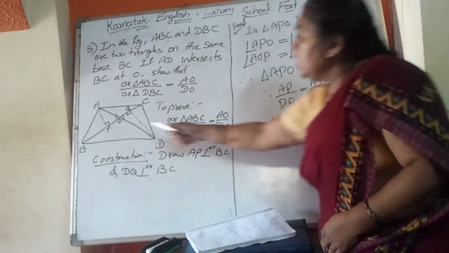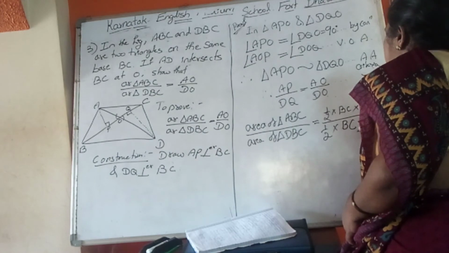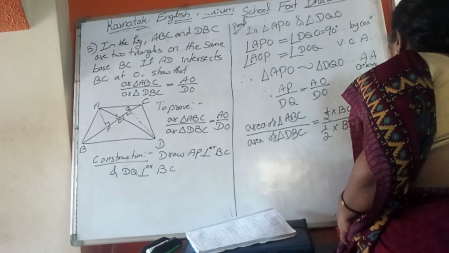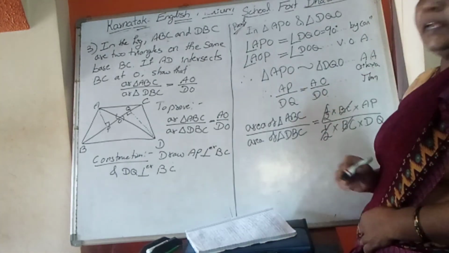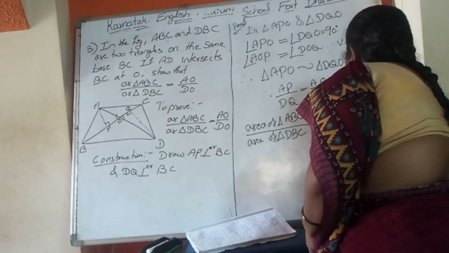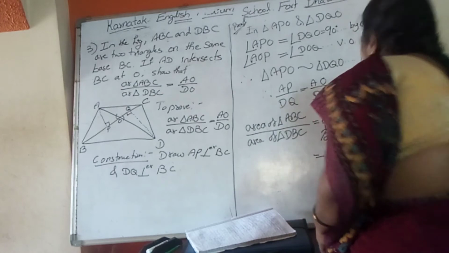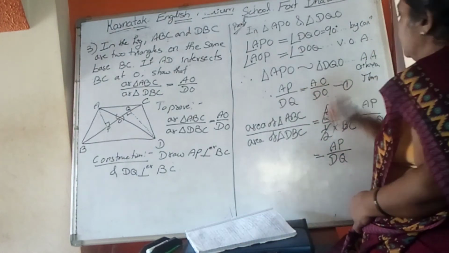Here also in DBC, base is BC, into height means DQ. So the half gets cancelled, BC gets cancelled. So AP divided by DQ. So from 1, observe here.